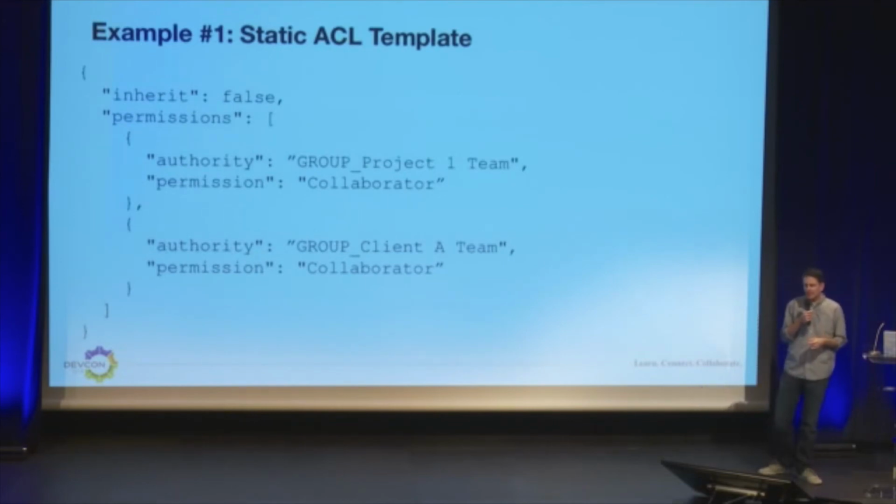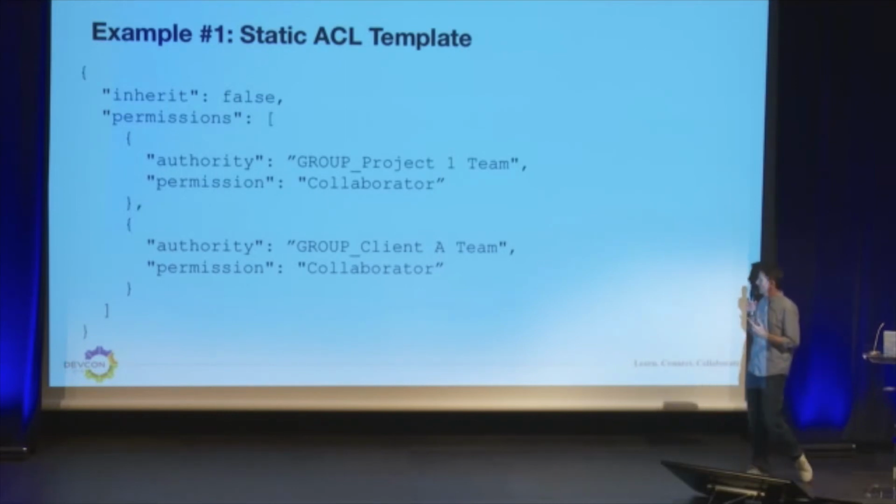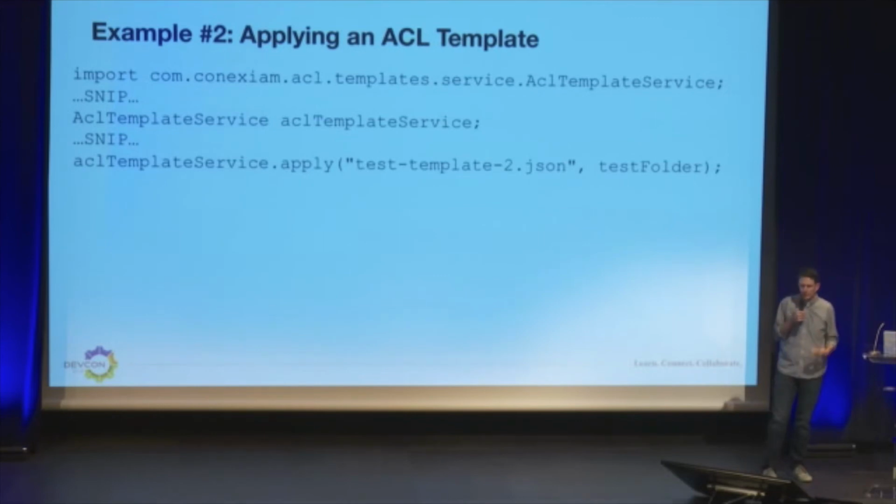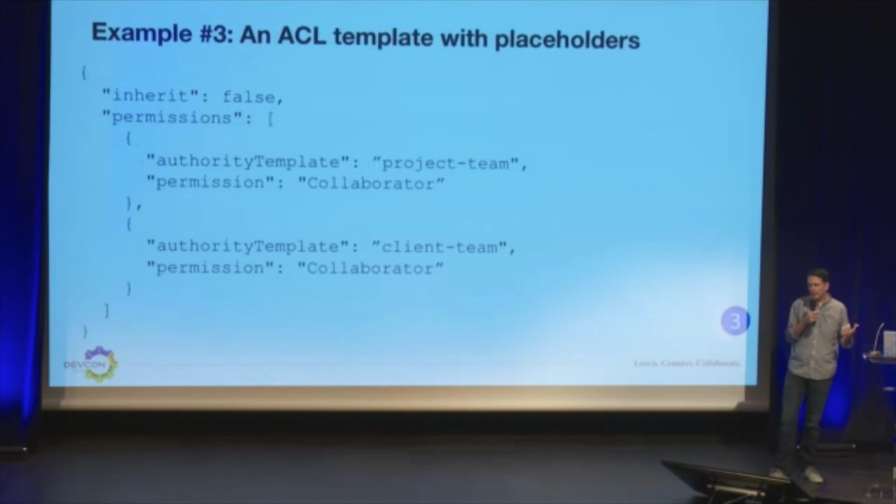Here's an example of a static ACL template. It defines two permissions, and it's hard-coded the authorities here, where we have a group project that we're setting that group to collaborator, and a client group, and we're setting that group also to collaborator. Now that we have that defined, we want to apply that template to a node. We just, in Java, for example, import the template service, inject the template service with Spring, and then call the apply method. In this case, we're applying the test ACL template to a node ref called test folder.